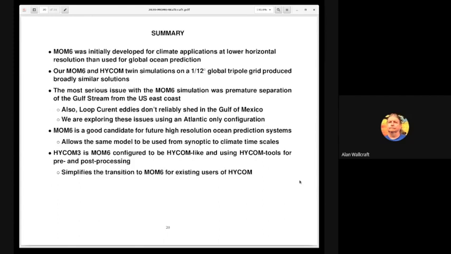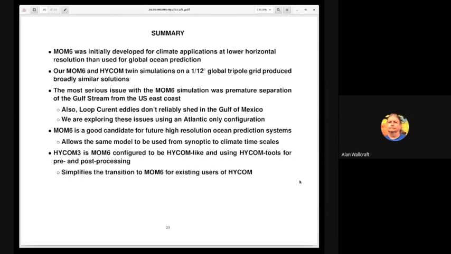in question too. We now have an Atlantic-only configuration, which is a bit cheaper to run, which we're using to explore some of these issues. But generally speaking, MOM is still a good candidate for future high-resolution ocean prediction systems. And one of its advantages is it allows the same model to be used for synoptic and climate timescales. I think here by climate, I'm probably meaning climate in the NWP sense, that is, a few months. But clearly, it can also be used for much longer than that. So in other words, it's a simplification for an operational center to have one model rather than two.